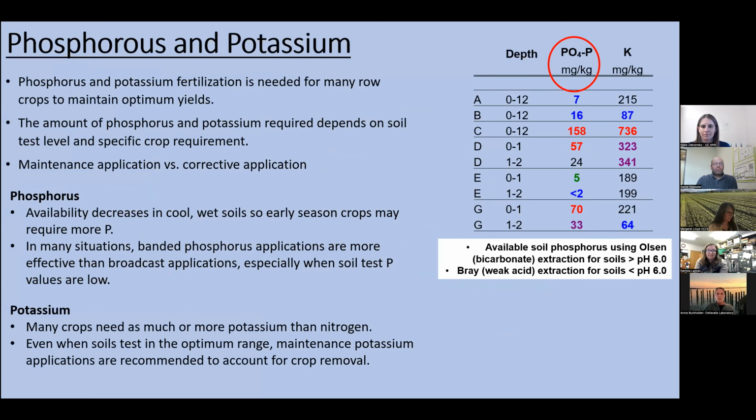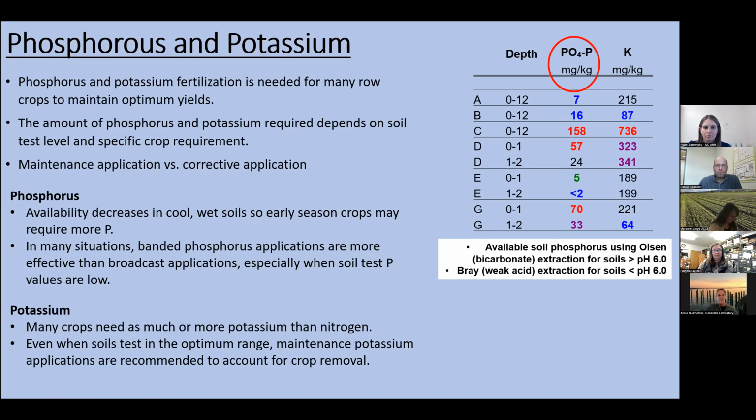Phosphorus and potassium fertilization is needed in pretty much all row crops to some extent. The amount that you need is dependent on the specific crop requirement. Crops have very differing rates of phosphorus and potassium they might need, and also what your starting test level is. As Patricia said, these aren't going to move through your soil as much. You can technically load up on these fertilizers because they're not going to become unavailable or move through your soil and be lost.